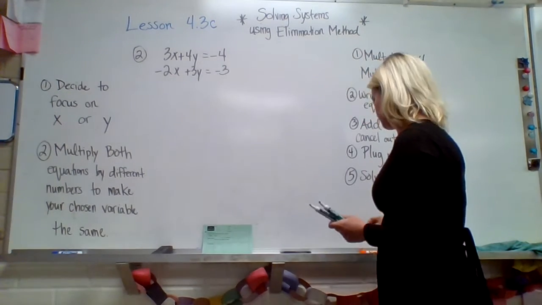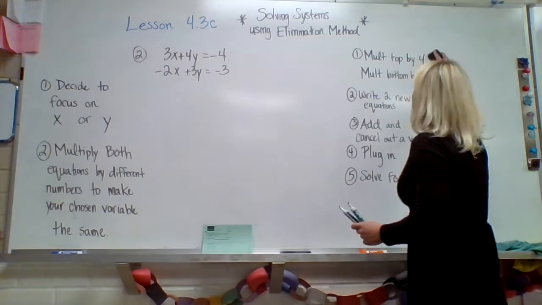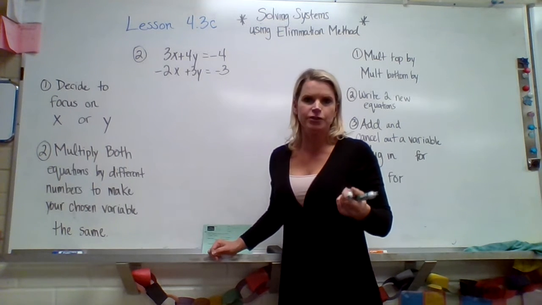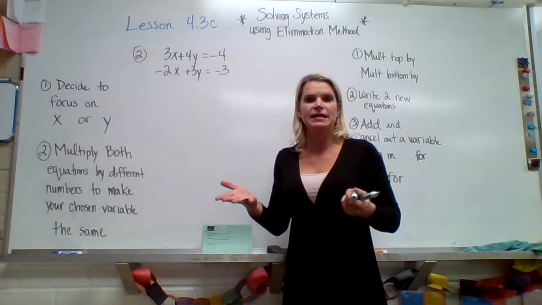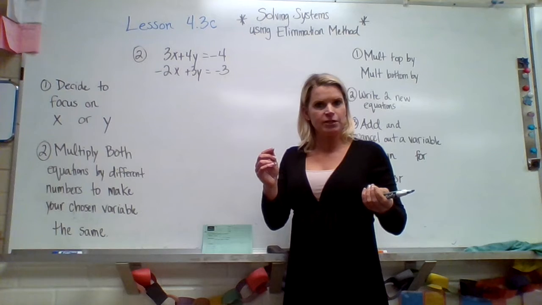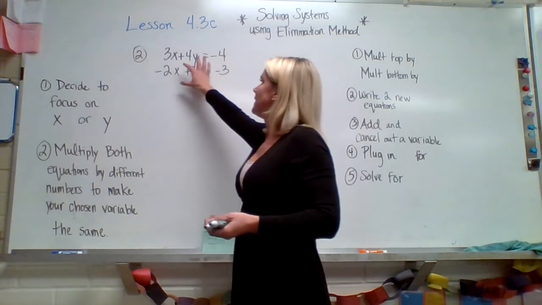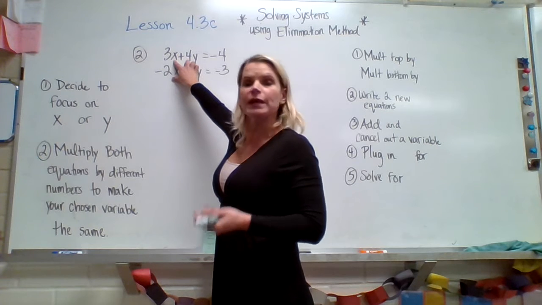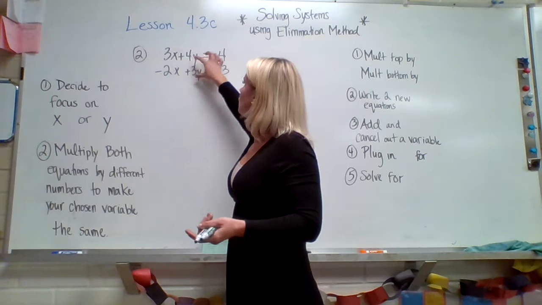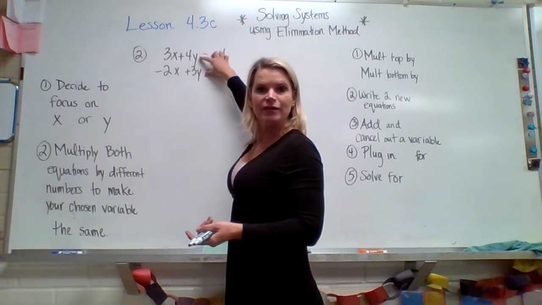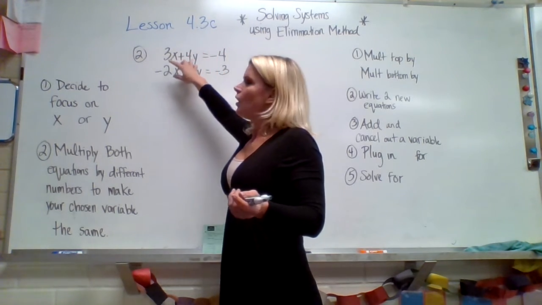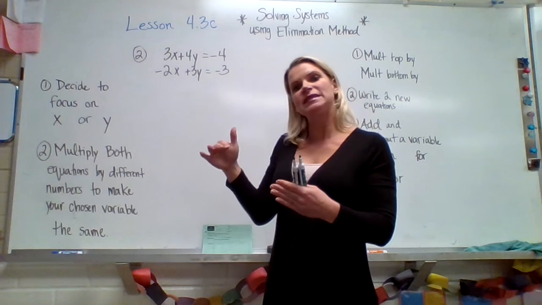So here's example 2. Now, the most difficult thing for students to grasp with this concept is knowing what do I multiply by. So the first thing we do is look at my x values. Can I make both of those the same number? Do 3 and 2 have a number that they both go into? 6, right? 4 and 3. Do 4 and 3 have a number that they both go into? 12, right?